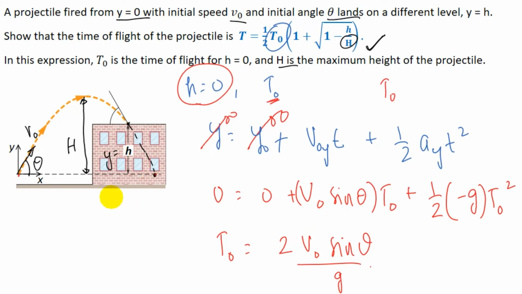But we have to find the expression for the time of flight when it reaches here at this point. For that, what we can do is, first let us find the time taken by the projectile to reach this point.